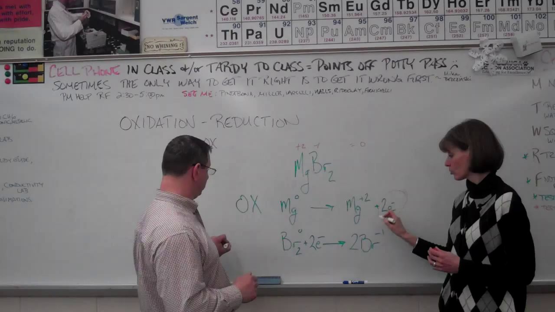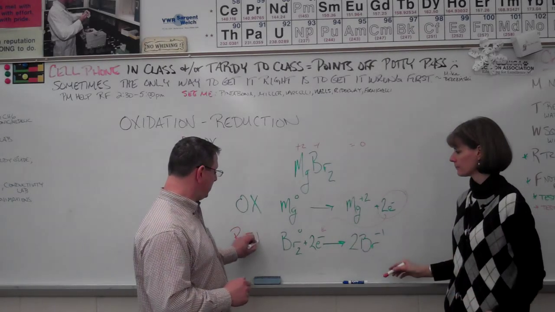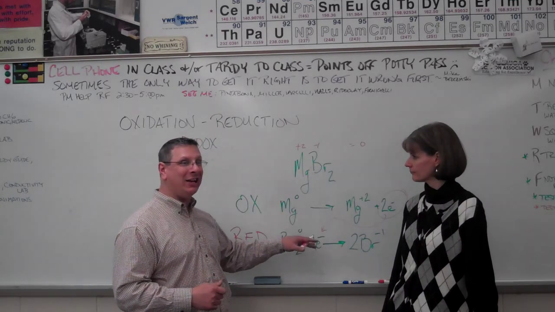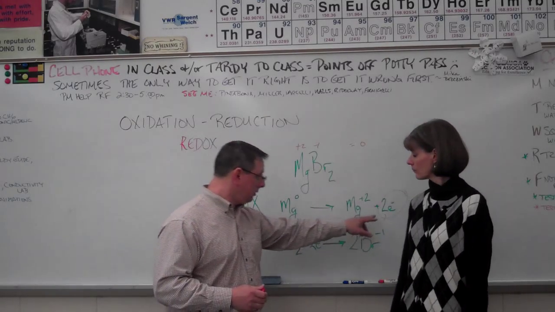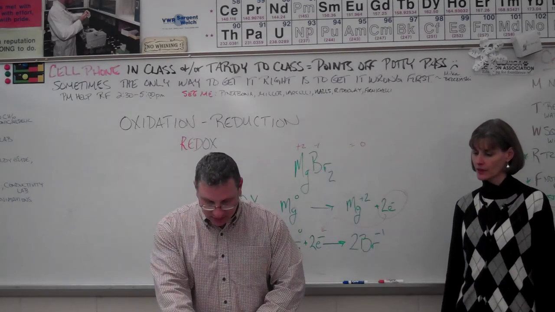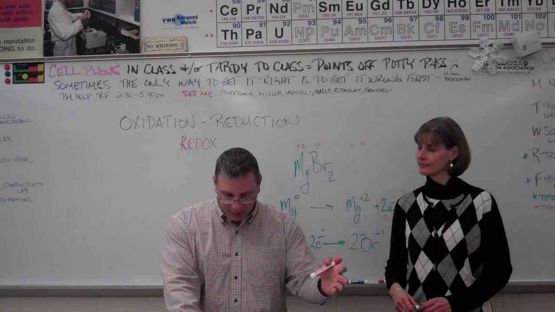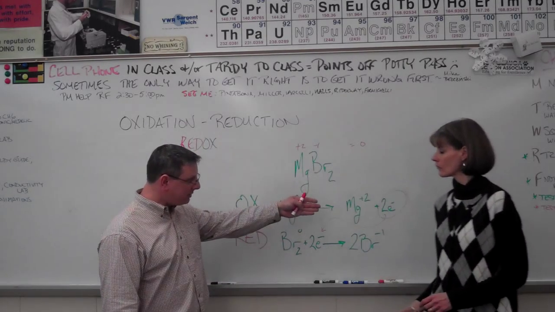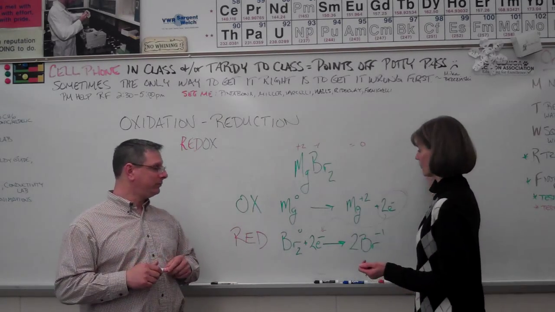2 came out, 2 went in. This was our reduction half reaction, where we were gaining electrons. And the electrons that are lost are the ones that are gained, and just to tie this back to the beginning, this goes back to number 3, which we had mentioned back then. Electrons lost are the ones that are gained. So let's do another example.